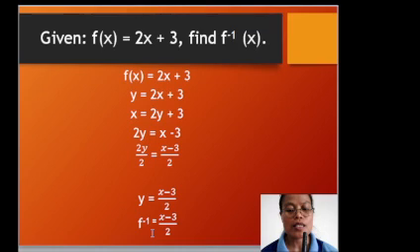Again, we will review the steps of getting the inverse of a function. Replace f of x with y. Interchange x and y. Solve for the new y from the equation in step 2. The last step is replace the new y with f negative 1 if the inverse is a function.